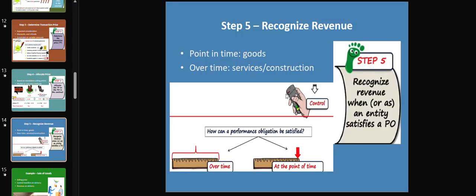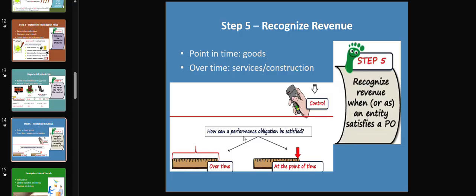Finally, step number five, revenue recognition. This is all about the timing. We recognize revenue when we satisfy the obligation. This happens in one of two ways. First is over time. This is for things like a cleaning service or building a road, where the customer benefits as you work.